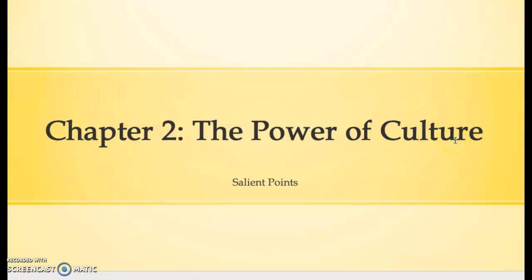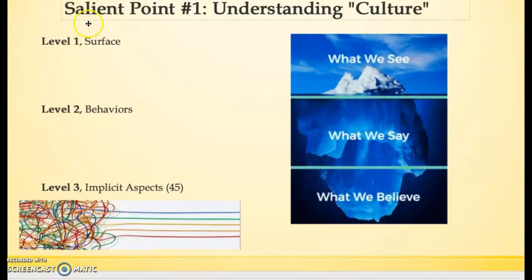In this presentation, I will be showing you 3 salient points from this chapter. Salient point number 1 is understanding culture. What is culture? Well, I put it in quotes because it's a very broad term. However, the textbook broke it down into 3 different levels.